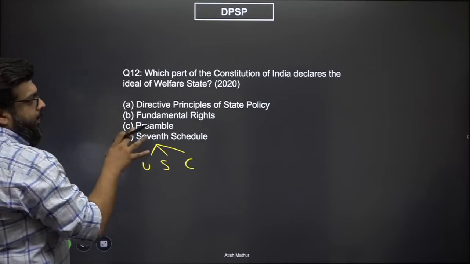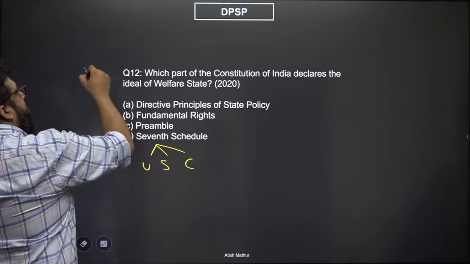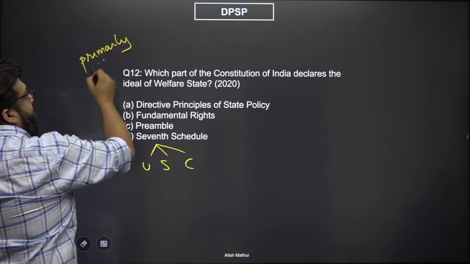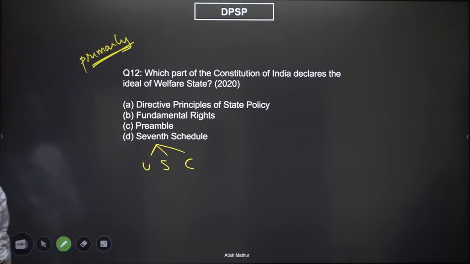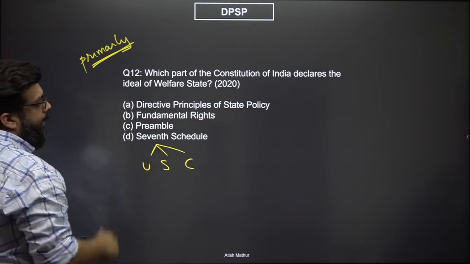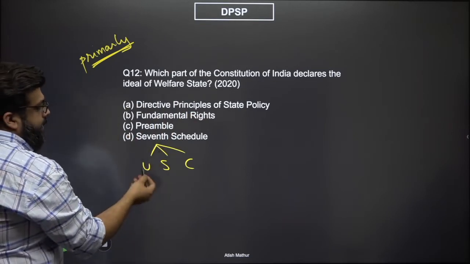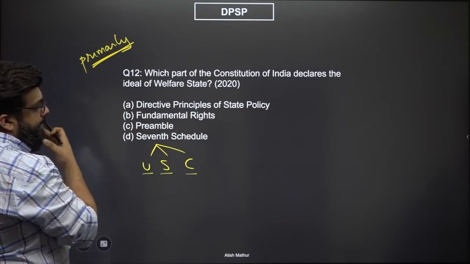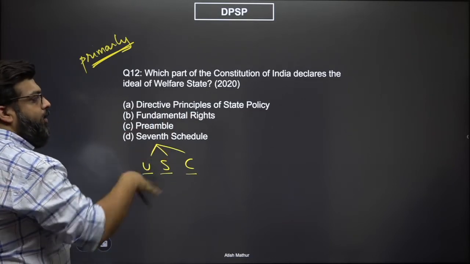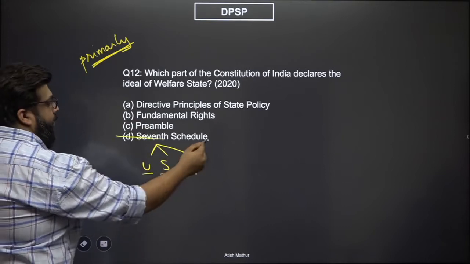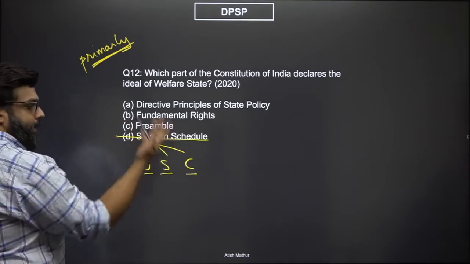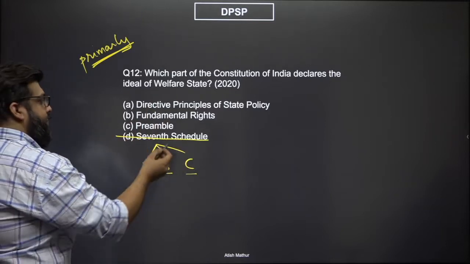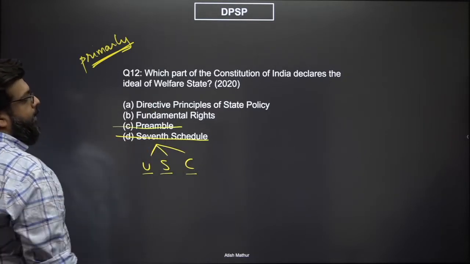You have to think about it as which of the following primarily, majorly deals with the concept of a welfare state. Majorly, that is what their purpose is. Now, laws that you can make under the union list, the state list, and the concurrent list could be welfare and non-welfare in nature. So this is not the option. Preamble does talk about welfare in the form of socialism, but also talks about other things. So this is not the answer.